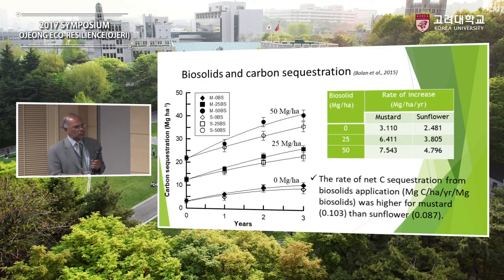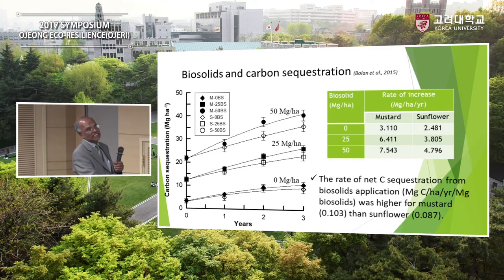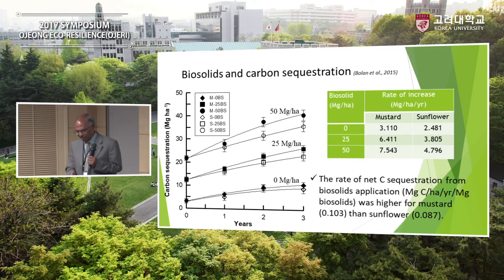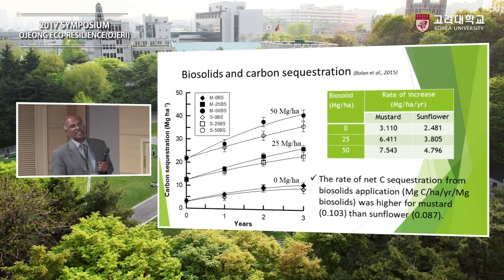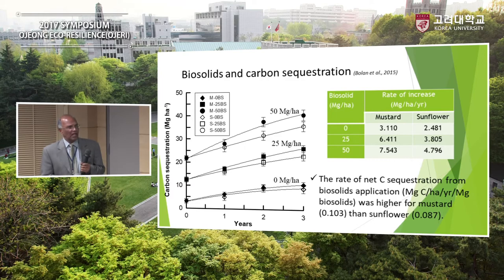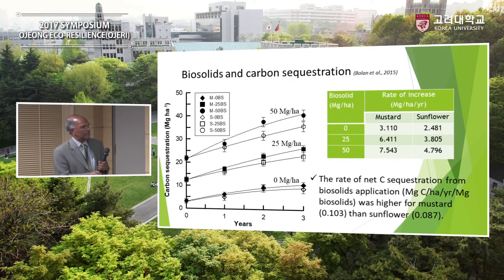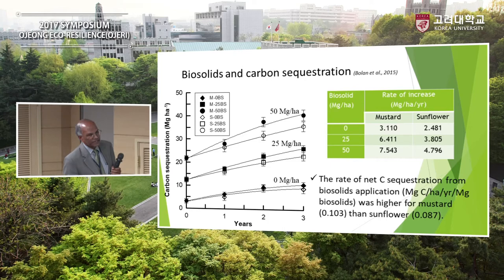This gives the carbon storage in the soil. We covered for 3 years. This is the carbon sequestration, 50 tons, 25 tons, and no biochar. So we look at both mustard and sunflower. And that's the rate of carbon accumulation. I'm not going through the numbers there. The message is the net rate of carbon storage from biosolid application was higher for mustard than for sunflower.